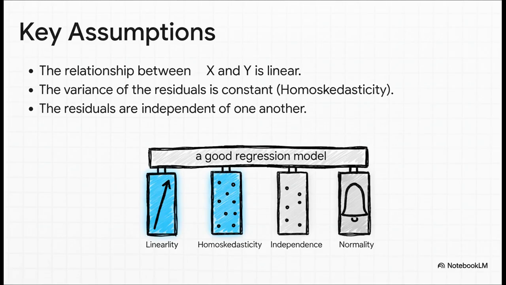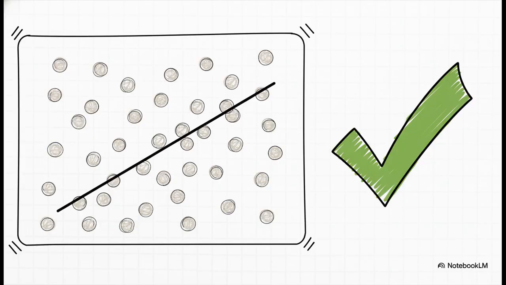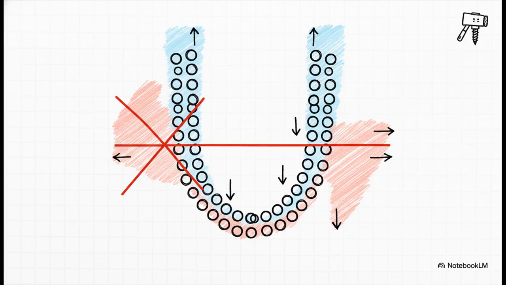First off, and this might sound ridiculously obvious, but you'd be amazed how often people forget this, the relationship between your variables has to actually be linear. In other words, using a straight line to describe the pattern needs to actually make sense. For instance, just look at this plot. The data clearly follows a curve, right? It's a U-shape. If you try to force a straight line through that, you can see how badly it fails. It completely misses the actual pattern in the data. You're using the wrong tool for the job.